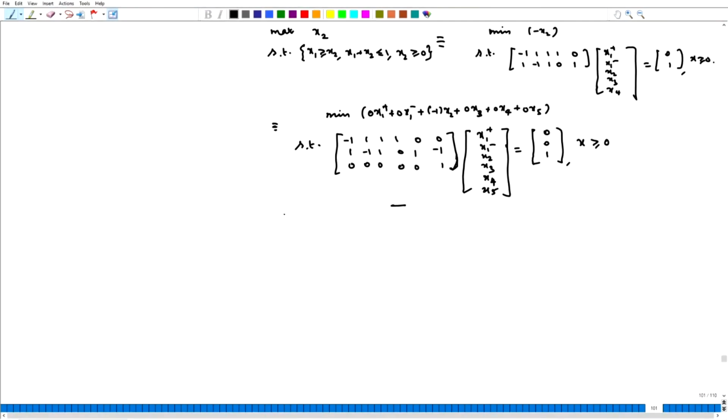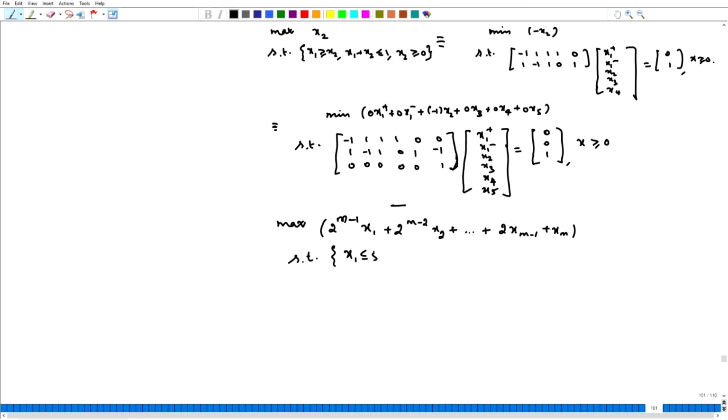So, the problem is this: maximize 2 power m, I will write m instead of n here, for a reason. So, 2 power m minus 1 x 1 plus 2 power m minus 2 x 2 plus dot dot dot plus 2 x m minus 1 plus x m. This is what you are maximizing, and it is subject to m conditions again.